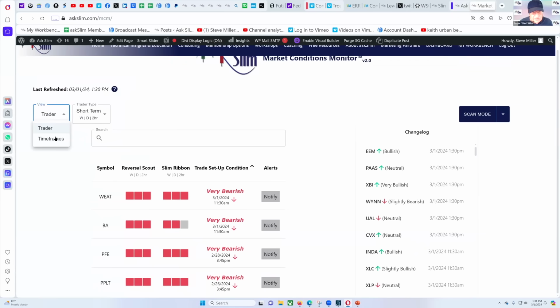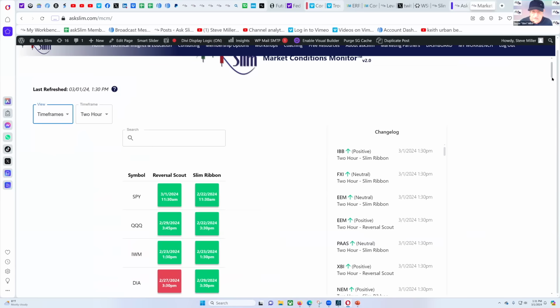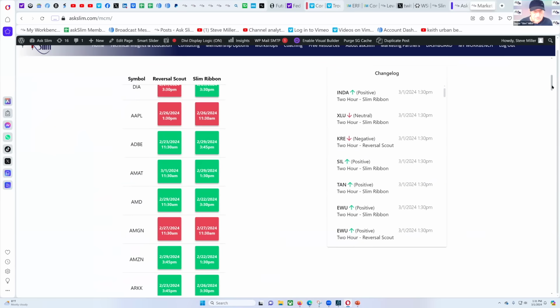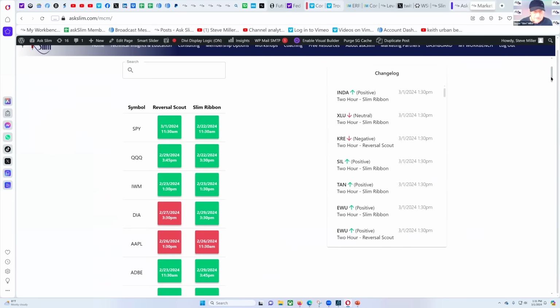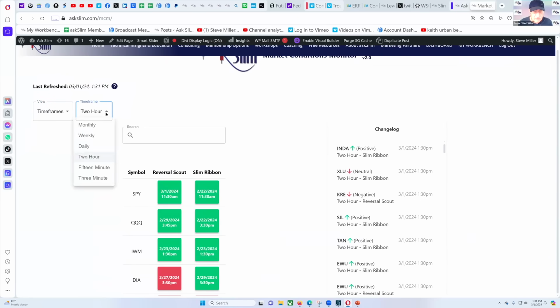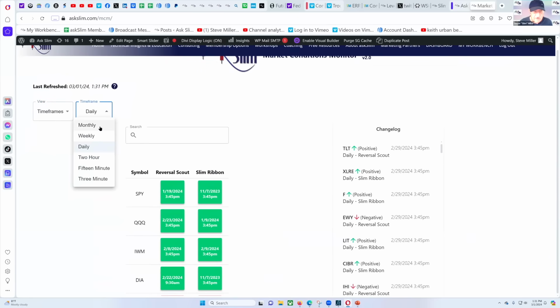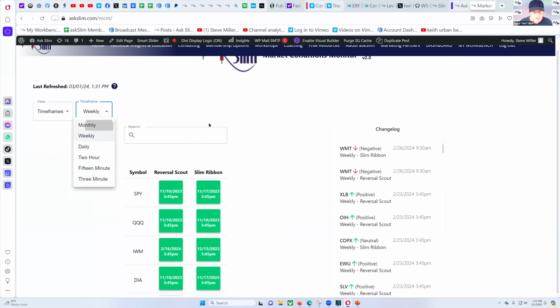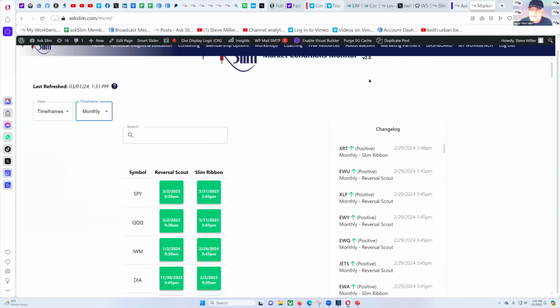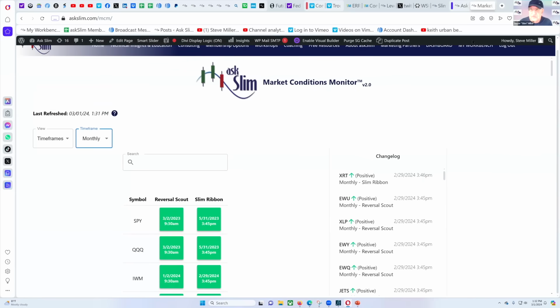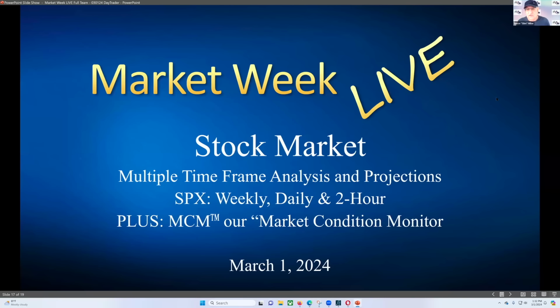And then you can decide if you want to be in the trader version, if you want to be in the time frame version, and see the individual time frames right over there. And that gives you the reversal scout and the slim ribbon right over there. That's the 2 hour right over there. There's the daily right there, and the weekly and the monthly, so you can even see those conditions. So this is one amazing application which is available in that level 3 special that I just showed you, and that is a look at the stock market, just super bullish until it tells you something else.